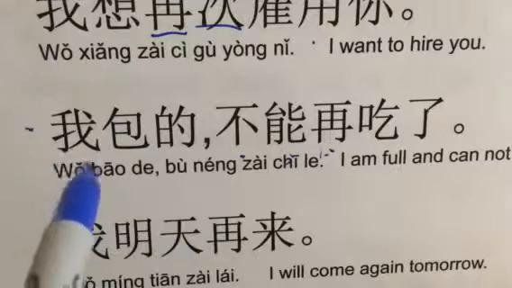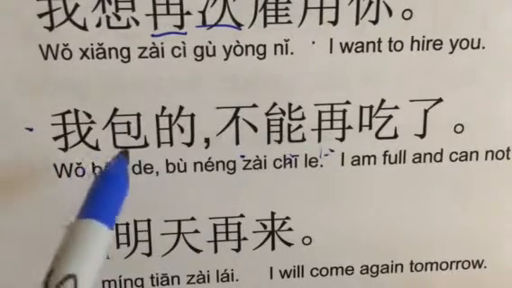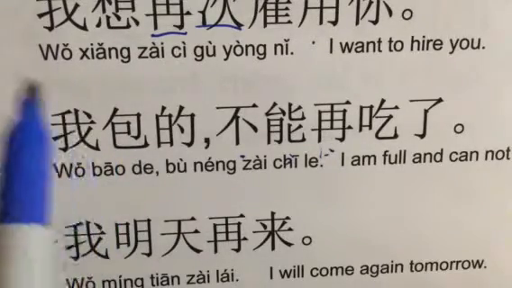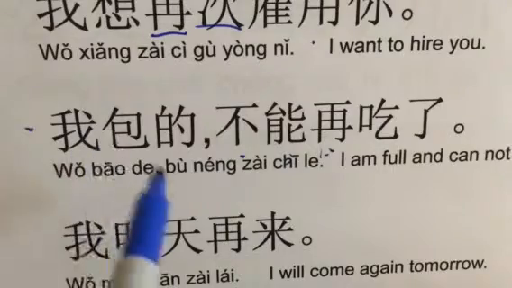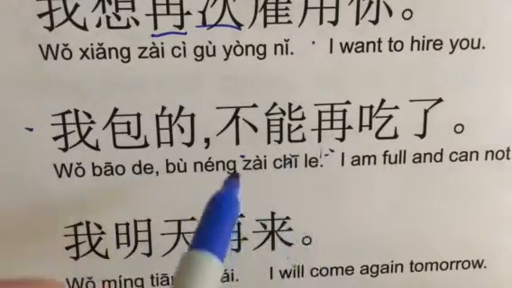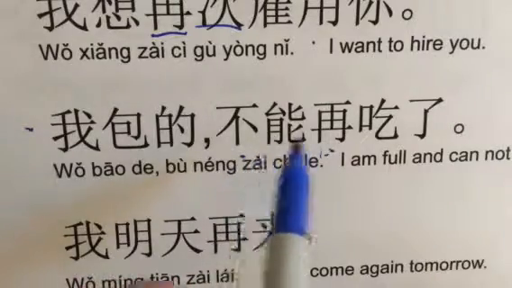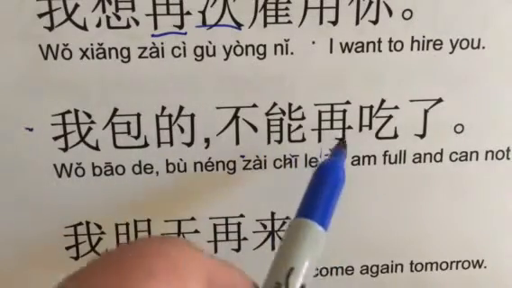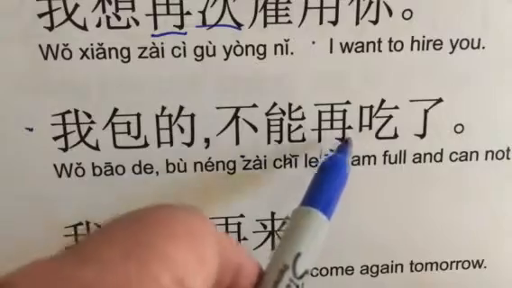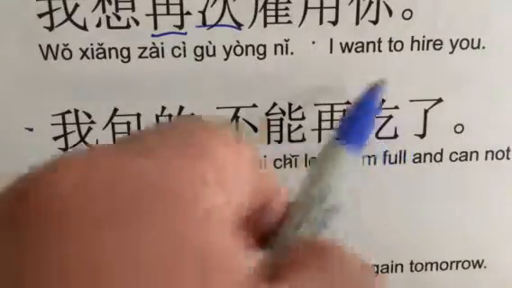So 我们饱的. 饱 means to be full. You've had enough. 不能再吃了. That means 不能, you don't want to, not able to, and 吃 means to eat.